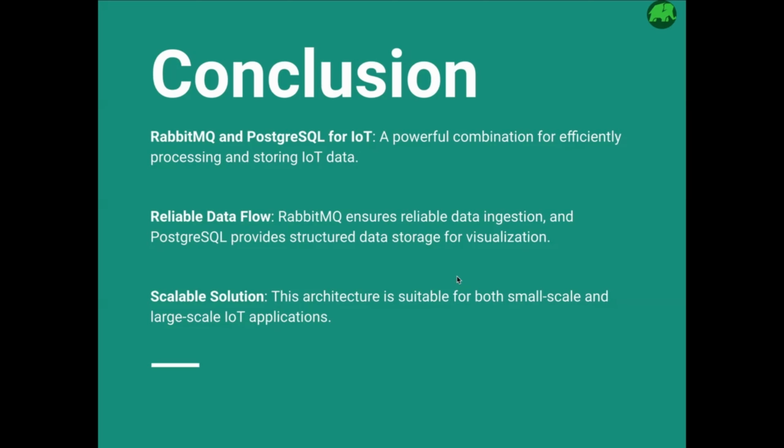RabbitMQ ensures that data flows reliably from devices to your system, while PostgreSQL provides structured storage that is perfect for data visualization and analytics. It's a scalable solution. This setup works for small IoT projects and can scale up as your system expands, making it adaptable for future growth.